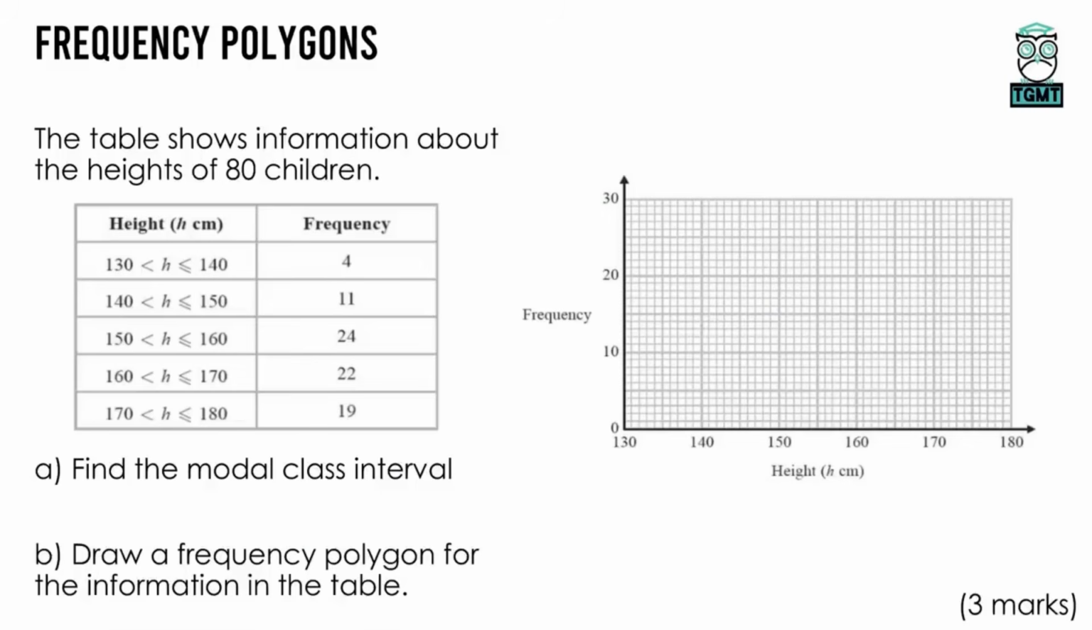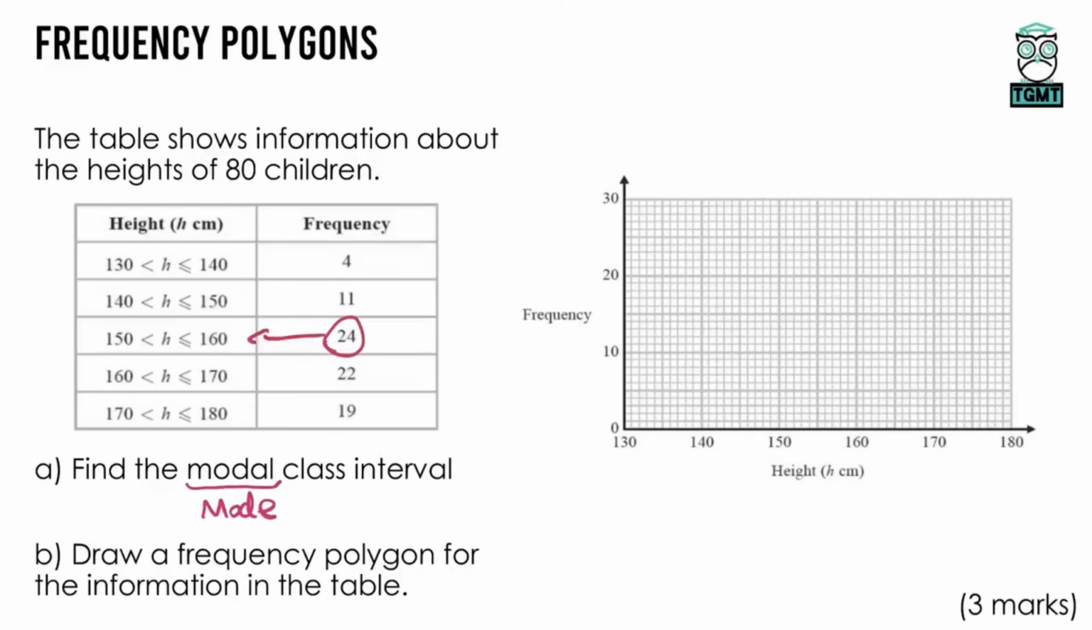Now a frequency polygon is a really nice graph to draw. Part A here though asks us to find the modal class interval. Now modal class is just another word that's used for the mode when we are looking at groups. So here on the left we have categories 130 to 140, 140 to 150, and all the rest going down. So for the mode, we're looking at which is the most common group. You can see over here, there's a frequency of 24 in one of those groups.